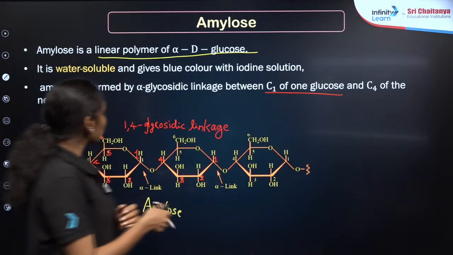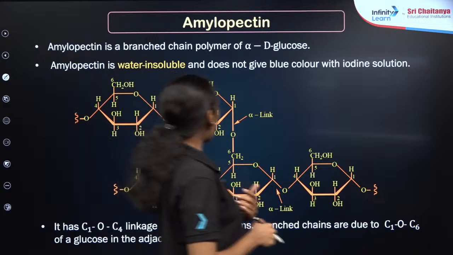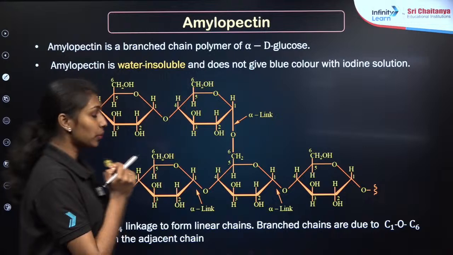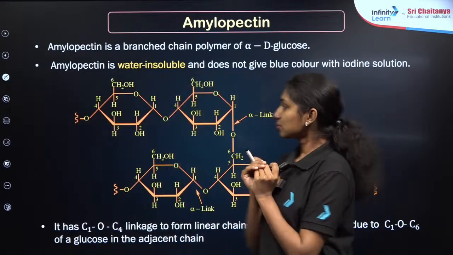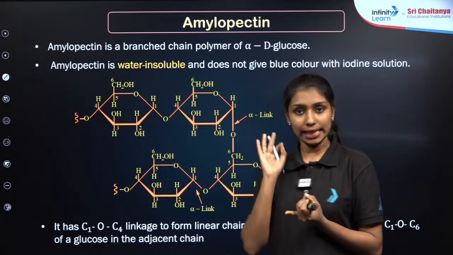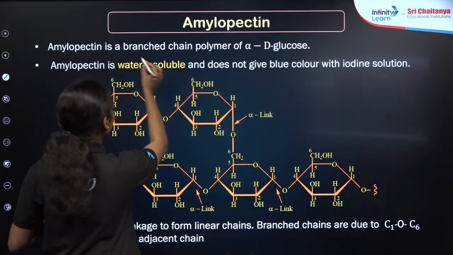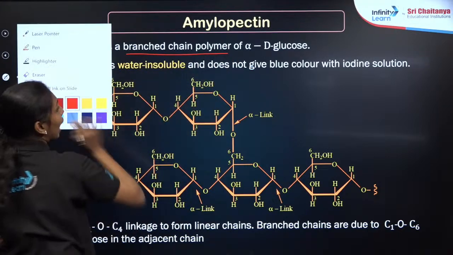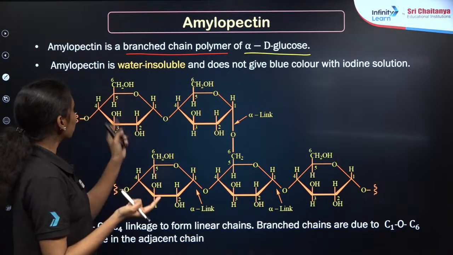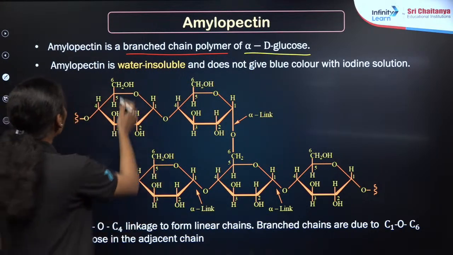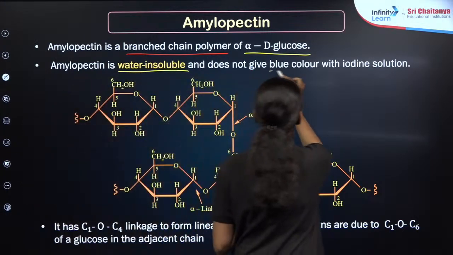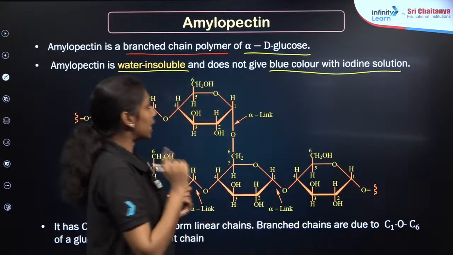Yes, fine. Now we will be moving to the structure of amylopectin, another part of starch. Amylopectin is a little bit complicated, so I need your complete attention here. Amylopectin is a branched chain polymer of alpha D glucose, whereas amylose is the linear chain polymer. Amylopectin is water insoluble and does not give blue color with the iodine solution. What about amylose? It is water soluble and it will give blue color with the iodine solution.